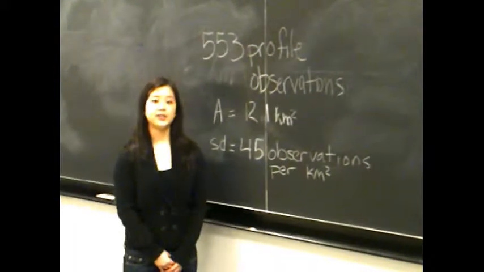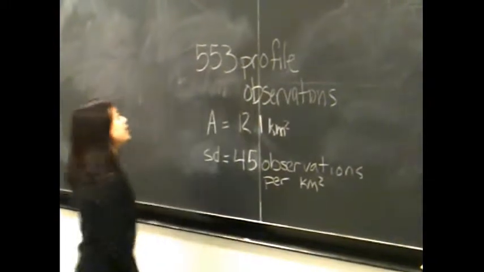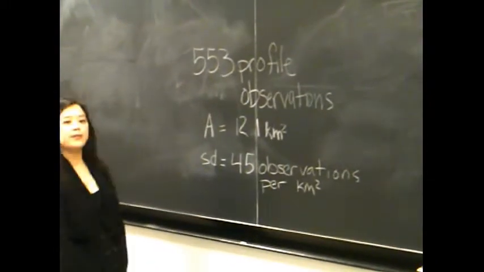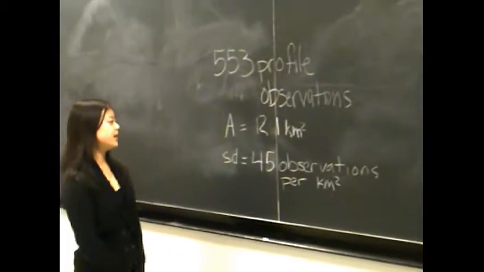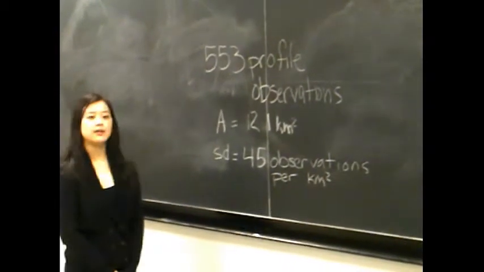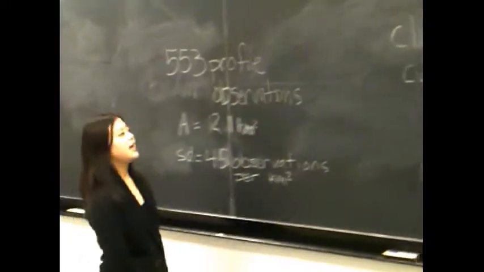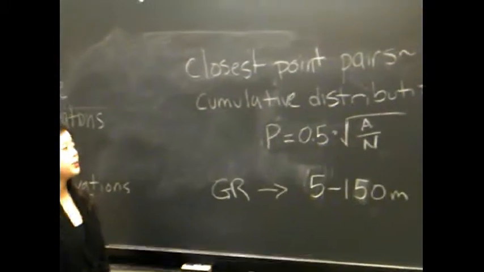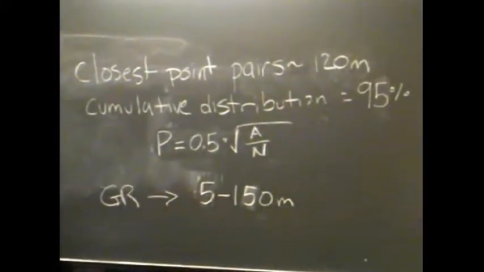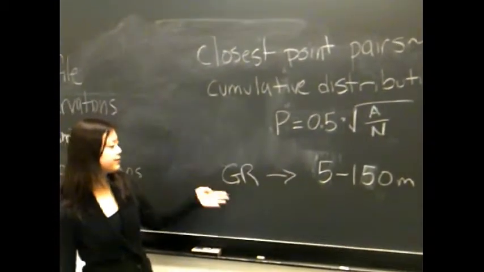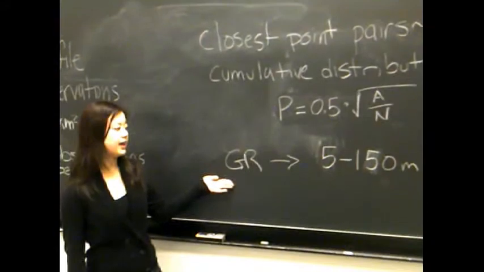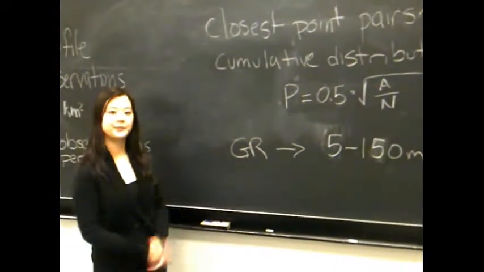For example, using soil mapping applications, when we have 553 profile observations, where the area is 12.1 kilometers squared and the sample density is 45 observations per square kilometer, and the closest point pair is 120 meters and cumulative distribution is 95%. Using this formula, the grid resolution comes out to be between 5 to 150 meters.